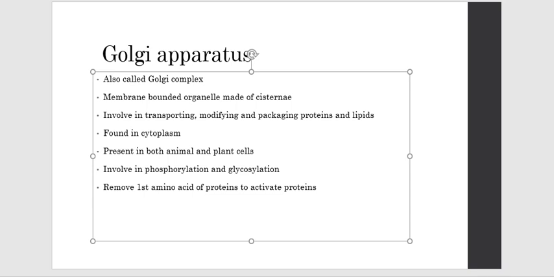They are found in the cytoplasm. It is present in both animal and plant cells. It is involved in phosphorylation and glycosylation. For example, it can phosphorylate the proteins and the lipids, and also glycosylate those particular proteins and lipids.